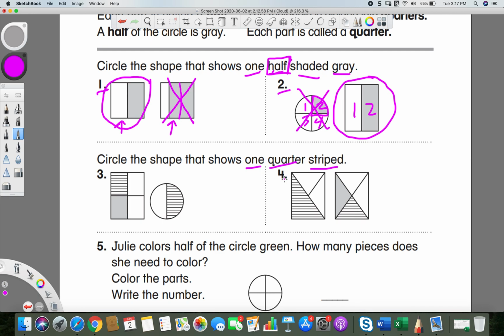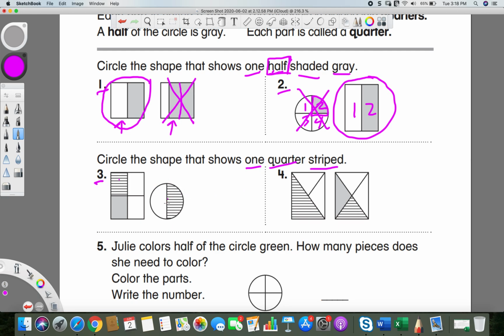Now they're getting a little tricky here. It's not just shaded anymore. They're looking for the stripes, okay? And a quarter only having stripes. That's it. Let's look at number 3 together. We'll do this one together first, and then you'll try number 4 on your own.